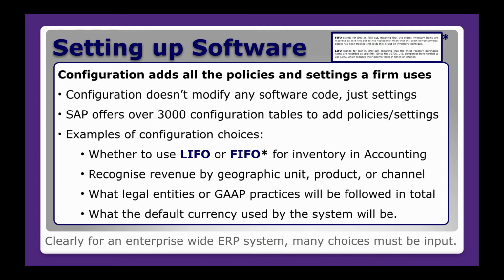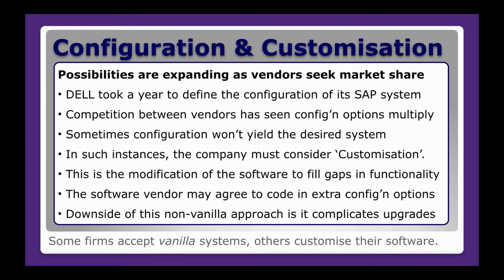You recognize revenue by geographic unit, product or channel. You define what legal entities or generally accepted accounting practices will be followed in total, and what the default currency will be. So all those are configurations that you put into an ordinary system. You can expand what you're doing. For example, Dell took a year configuring its SAP system to get that right before it went anywhere near doing it with the live system.